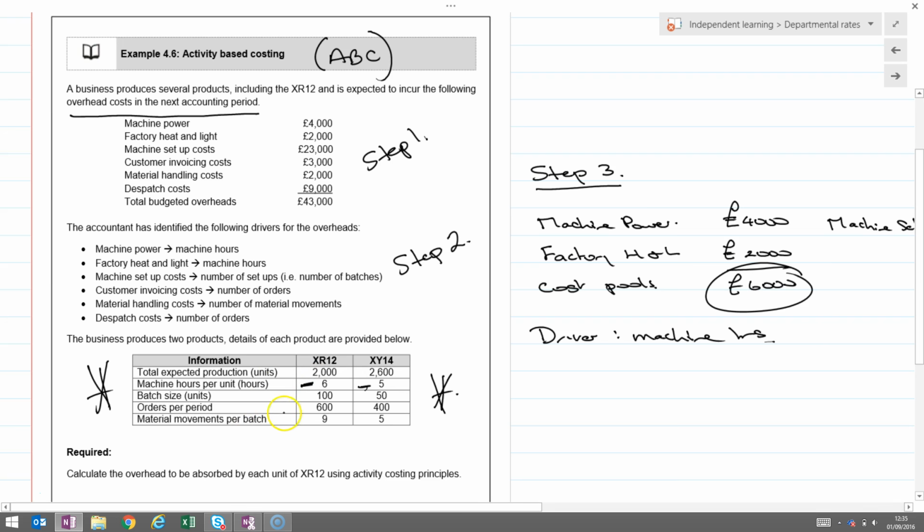So looking back at the table, the other useful piece of information is that we expect to produce in the period 2,000 units of XR12 and 2,600. So we can work out what the machine hours are going to be for the period. So 2,000 units times 6, plus 2,600 times 5, and that gives us 25,000 hours.